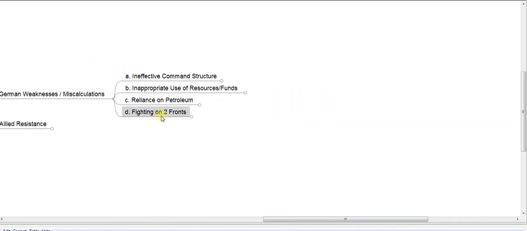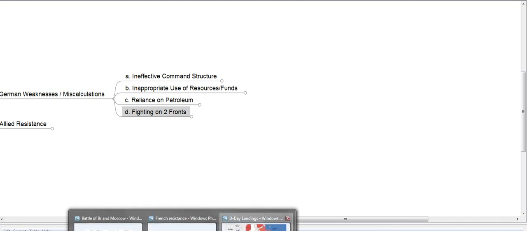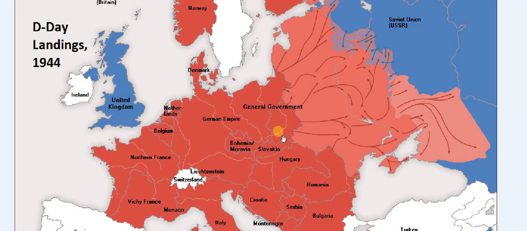Okay, and finally, fighting on two fronts. Basically, the two fronts we're referring to are the Western Front against countries like Britain, against the USA on the western side. So if I show you the map again, okay, realize if this was Germany, okay, the Western Front will be on this side, and the Eastern Front will be on this side. Okay.